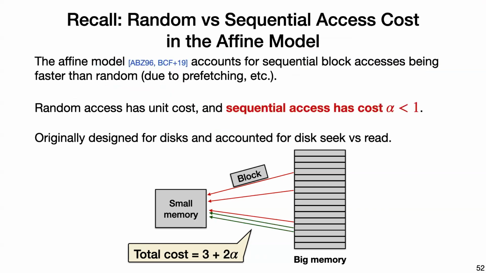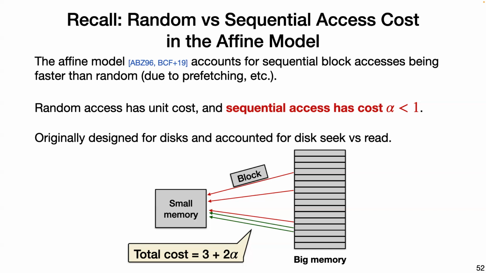However, there are more refined models, like the affine model, that accounts for the relative cost of sequential access versus random access. Sequential access is faster because of things like prefetching. In this model, which is also relatively simple, random access has unit cost and sequential access has cost alpha, much less than 1. This was originally designed for disks and accounted for disk seek cost versus disk read cost. In this model, the same workload would cost you 3 plus 2 alpha, where alpha is less than 1, because these 2 blocks are contiguous after that one. So you pay 1 for the first one, and alpha for each of the later ones.